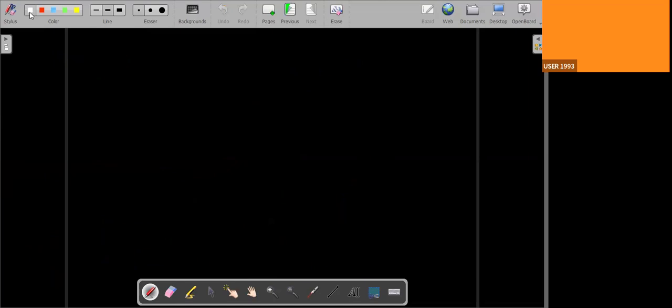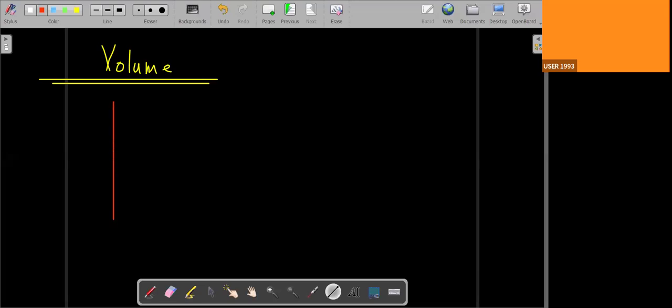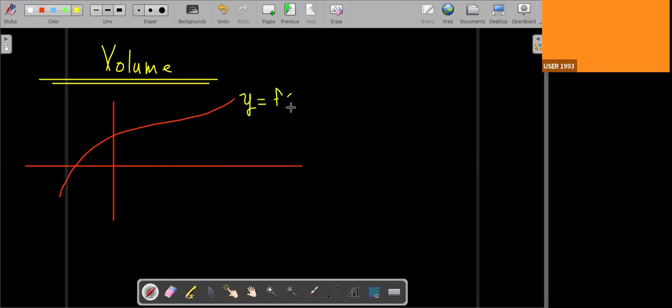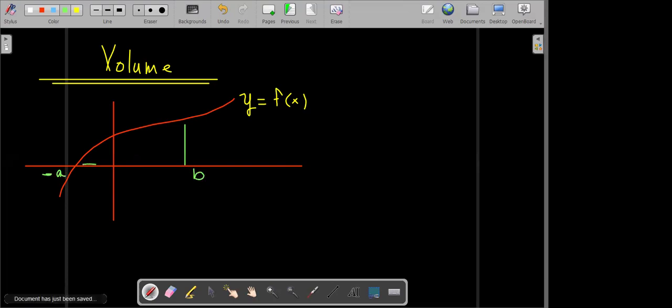Let's just talk about the volume. Okay. Volume. Imagine you have a curve like this again. This curve's equation is y is equal to f of x. And then you have a region shaded, say from A to B. I'll just mark it from 0 to something. Or this point is say minus A to B, something like that. This whole thing is shaded.